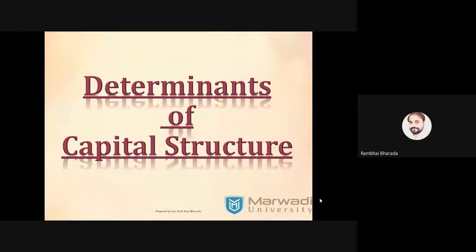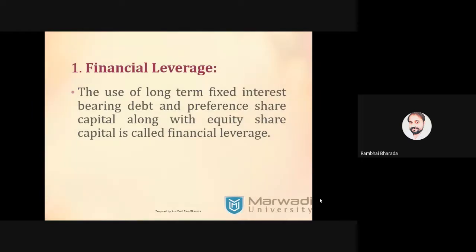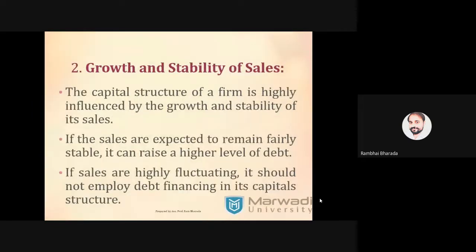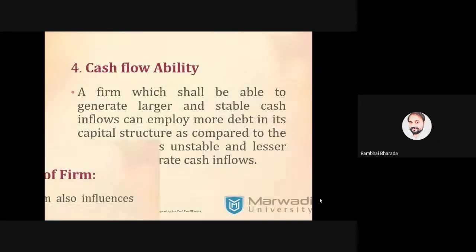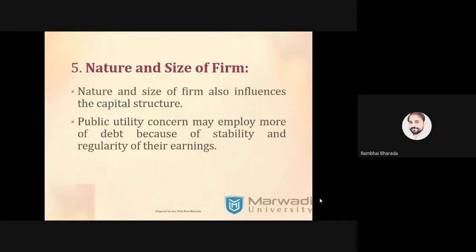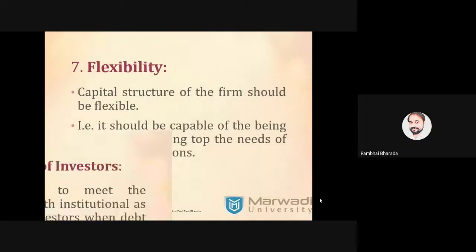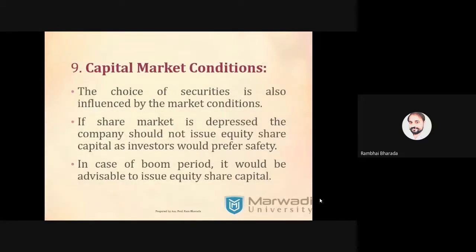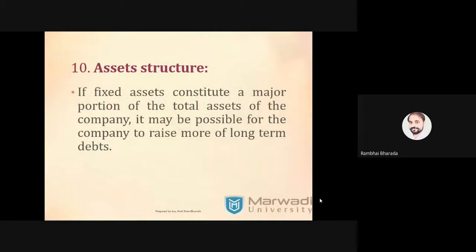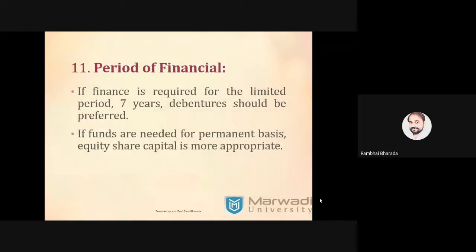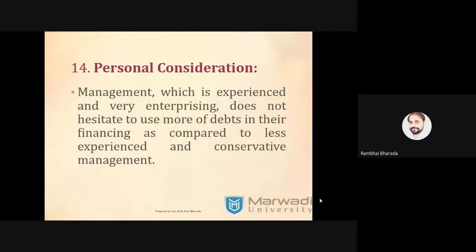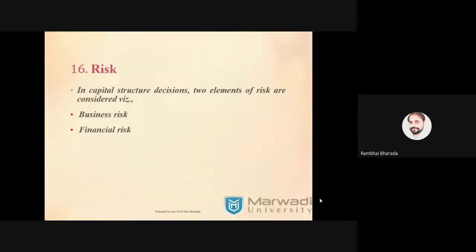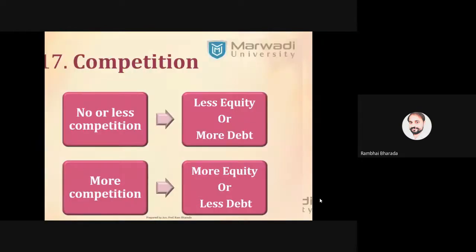Next one is the determinants of the capital structure. I'm not going for a detail of each and every point, just I read out the points. Financial leverage, growth and stability of the sales, cost of capital, cash flow ability, nature and size of the firm, control, flexibility, requirement of investors, capital market condition, structure of the assets, period of the finance, purpose of financing, cost of flotation, personal consideration, corporate tax rule, and risk and competition.